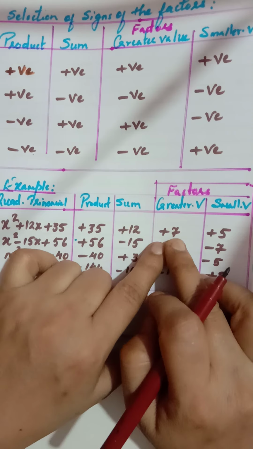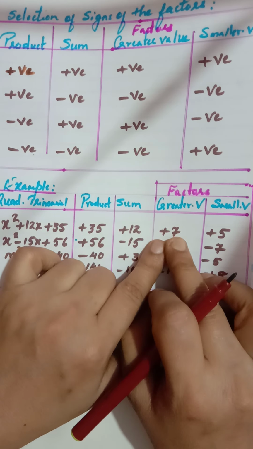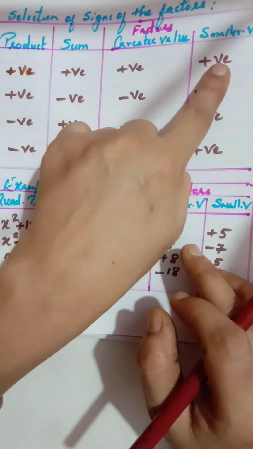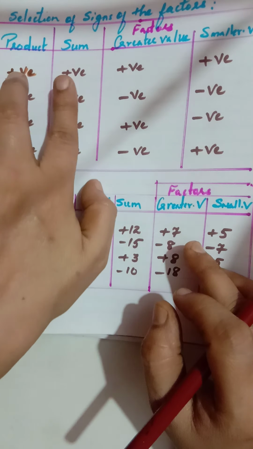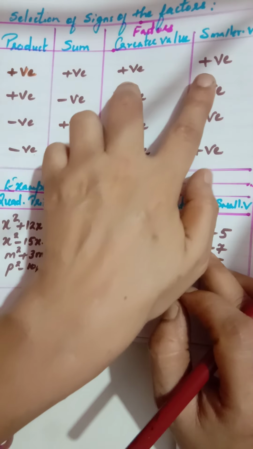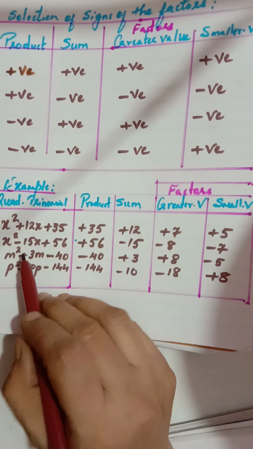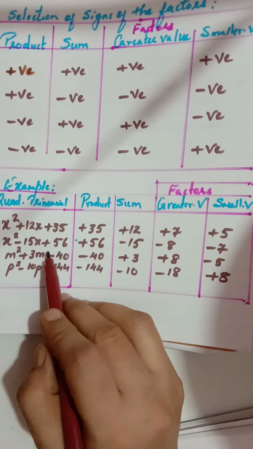That is why both the numbers, the greater value also, will be plus 7 and plus 5. So that is the first rule, plus plus. If product and sum both are positive, both the values will be positive. Clear with example? Now let us see the second case.